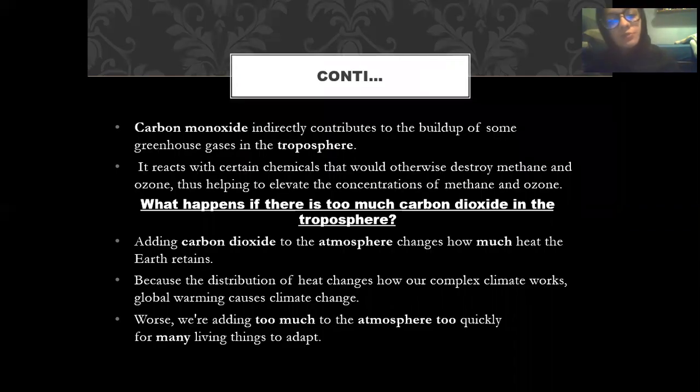Carbon monoxide directly contributes to the buildup of some greenhouse gases in the atmosphere. It reacts with chemicals that would otherwise break down methane and ozone, and has been shown to elevate the concentrations of methane and ozone.